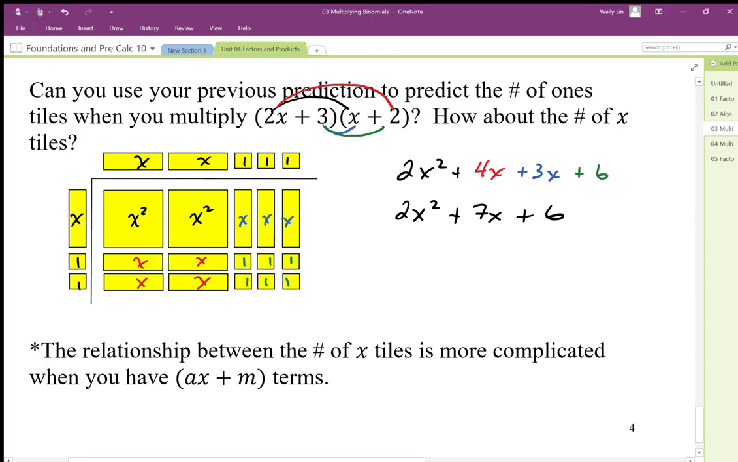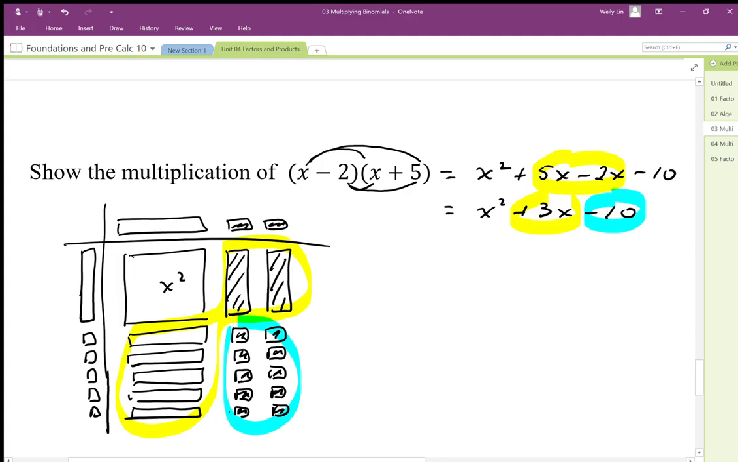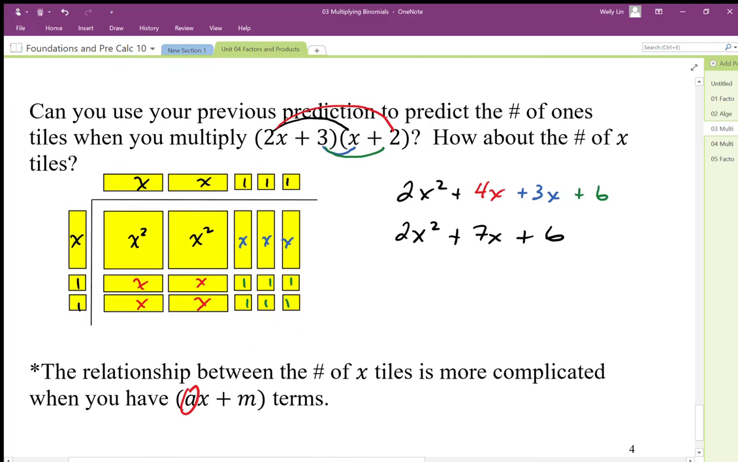So these ones tend to be harder. The relationship between the number of x tiles is more complicated when we have that a in the front. And that's the key. We have to be careful of that. So for now we want to see just 1x, but when we see the 2x, and when we get a product, the leading coefficient is 2, it's a little bit harder to predict where all these pieces came from.